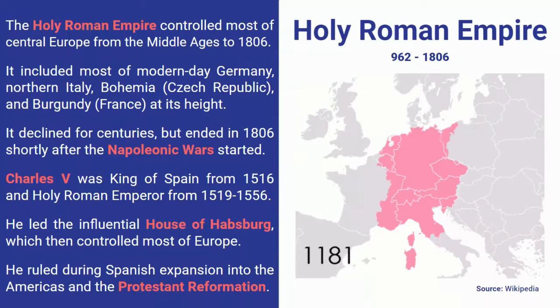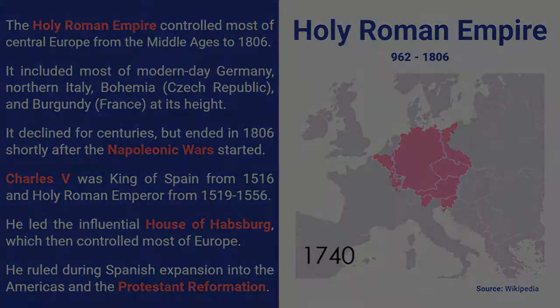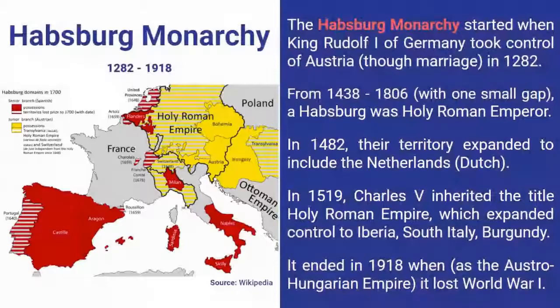But Charles V is important to know because he led all the Spanish expansion that was going on over this time period into the Americas and also during the Reformation. So like I said, the time frames for these two overlap quite a bit. The Habsburgs start when a German king takes over Austria, not through military conquest, but through marriage. It wasn't through his marriage, it was through the marriage of one of his sons. But anyway, in 1282 is when that happened. And then they really just start growing from there.